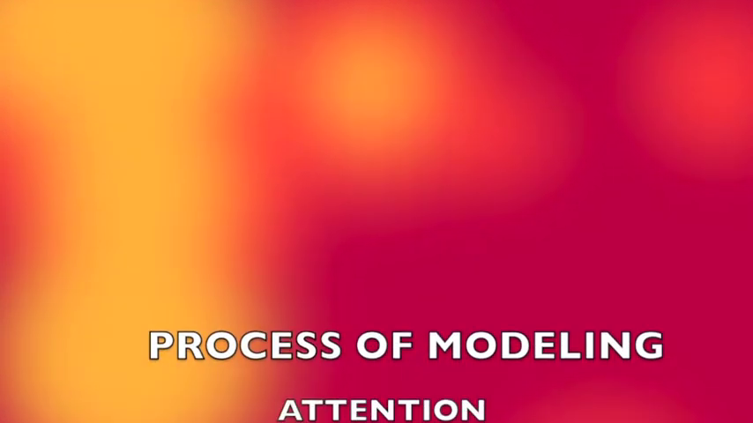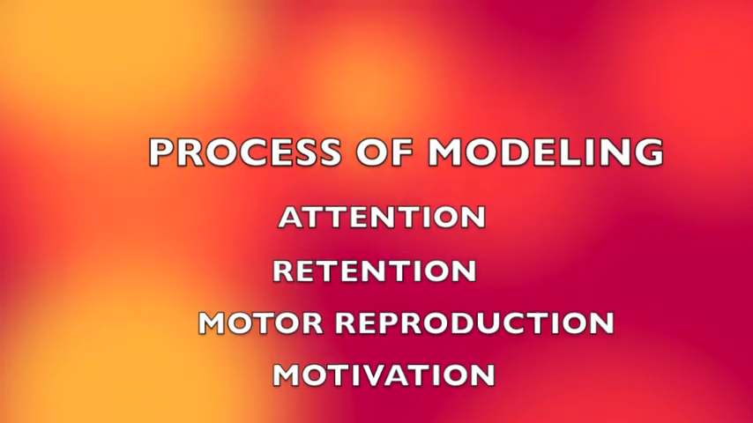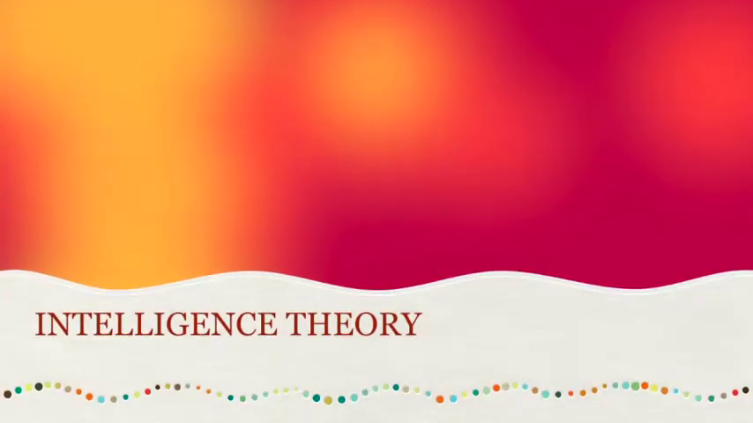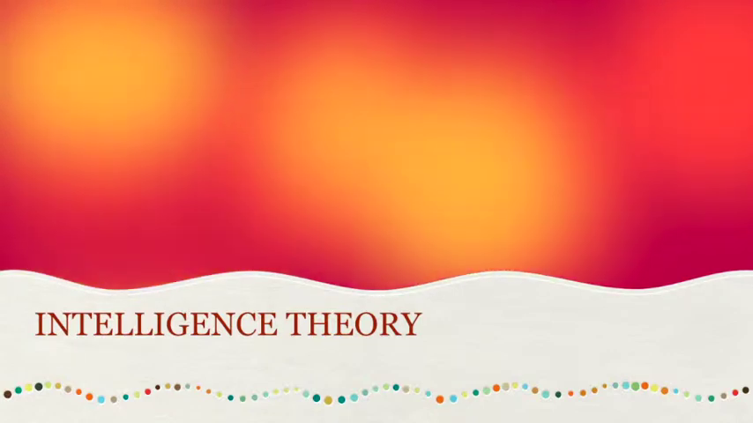This concept is known as modeling. In modeling, learning occurs in a four-step process, which includes attention, retention, motor reproduction, and motivation. Now that I have covered a little about human development and learning theories, I will now discuss intelligence theory.